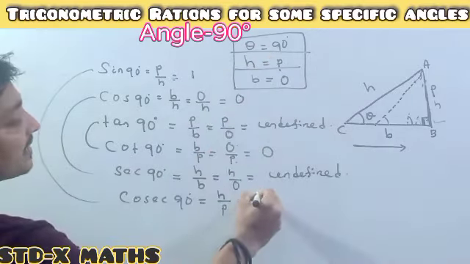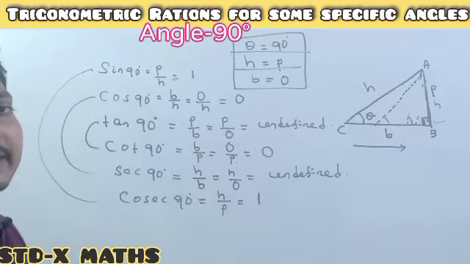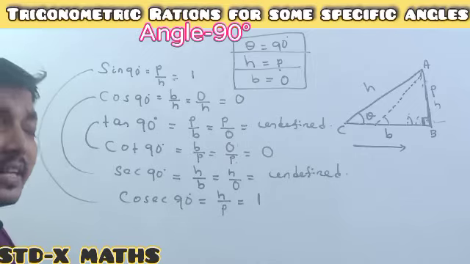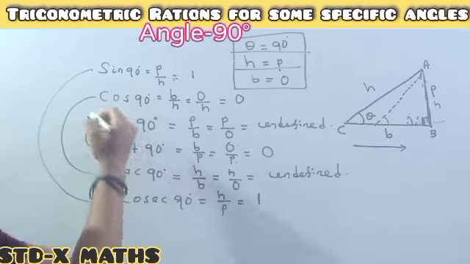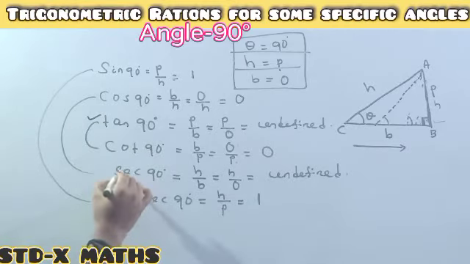One of the important things you have to remember: with respect to 0 degrees, cot and cosec were undefined. A question may come, which trigonometric ratios were undefined with respect to 0 degrees. At that time you have to say cot 0 degrees and cosec 0 degrees both were undefined. And under 90 degrees, tan is undefined, and sec is also undefined.